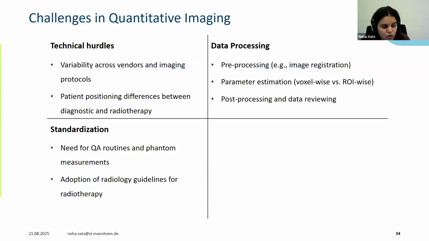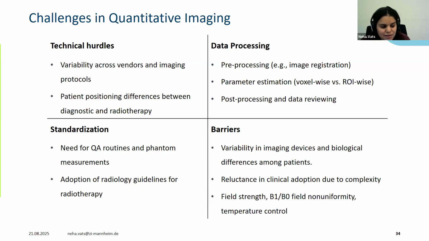Standardization, so there is a need for quality assessment routines, phantom measurements, and adoption of radiology guidelines for radiotherapy. There are certain barriers: variability in imaging devices and biological differences among the patients, and there is reluctance in clinical adoption due to the complexity of these techniques. Field strength is a problem. B1, B0 field inhomogeneity is a problem, and temperature control is also a big barrier.